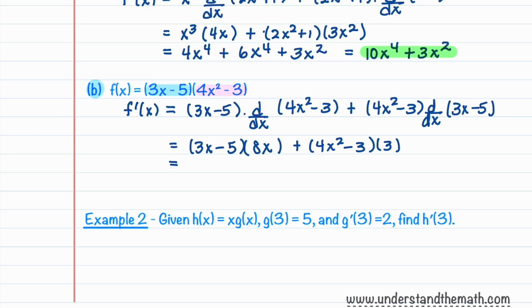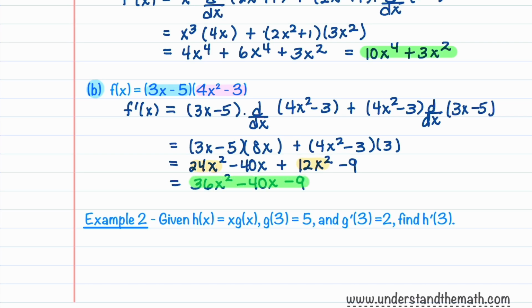3x times 8x gives us a 24x squared. And then minus 5 times 8 is minus 40, and there's an x that goes with that. And then if we look at our second piece, we have 4 times 3, so that's 12x squared, minus 3 times 3 gives us a minus 9. Now let's see what we can combine. It looks like we can combine this term and this term. 12 and 24 is going to be 36, so we have 36x squared minus 40x minus 9.